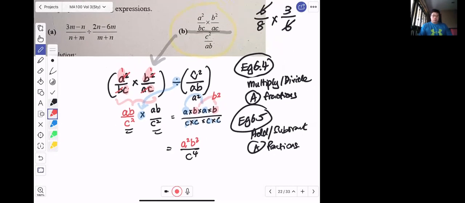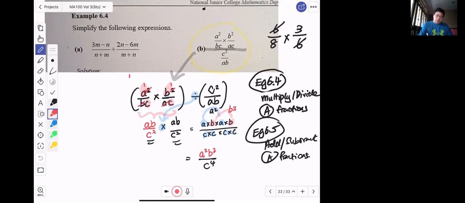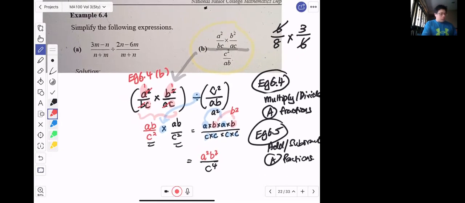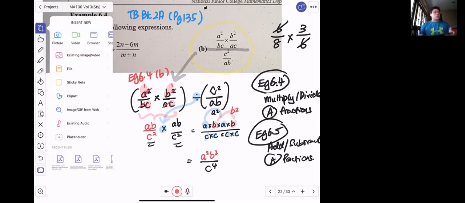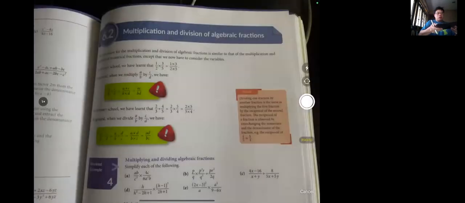This is for example 6.4b. The concept here is multiplying and dividing fractions. If you want to see more examples, in the textbook, book 2A, there is a section showing you how to do it, with step by step examples. It's under page 135, in case you want to see the textbook. That's quite good also.